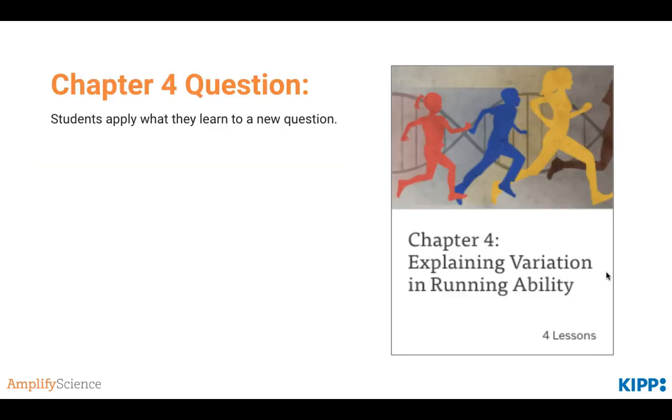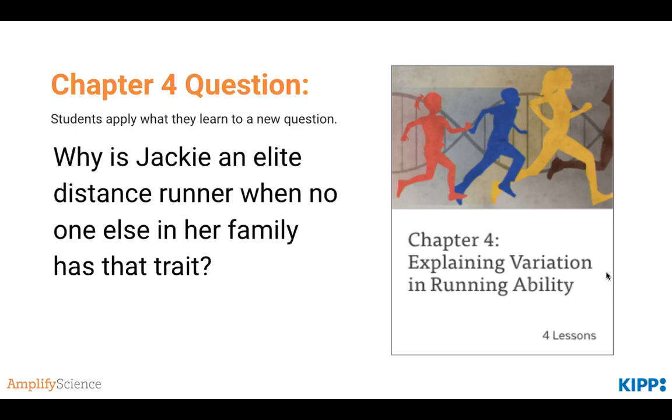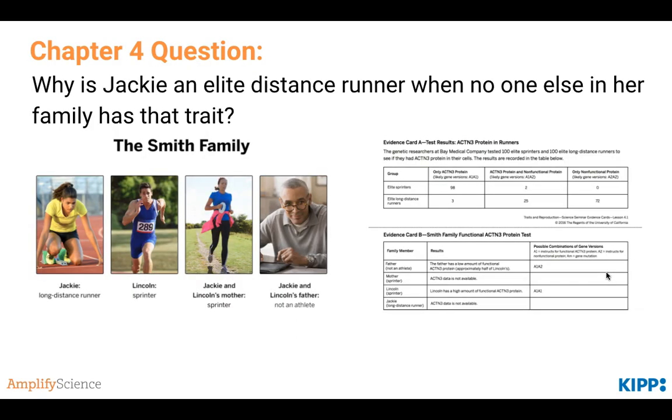All right, in chapter 4, your students will now apply what they've learned in chapters 1, 2, and 3 into a totally new scenario. In chapter 4, students are going to meet an elite distance runner named Jackie, and we need to find out why she has this trait for elite distance running when no one else in her family does. Chapter 4 will start off with your kiddos looking at different evidence cards that explain the different traits that Jackie, her brother, and her two parents have as well to help us determine why she possesses this trait, even though nobody else in her family does.